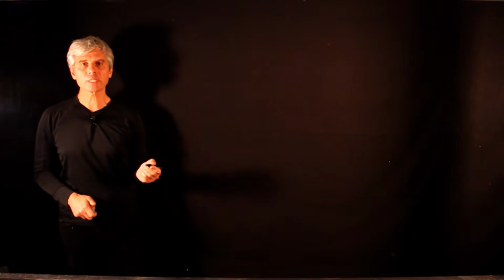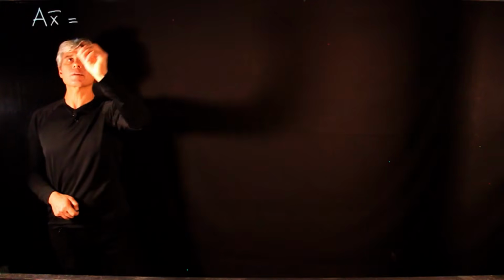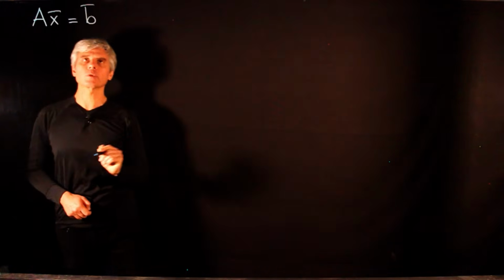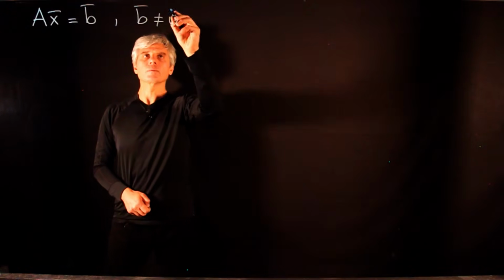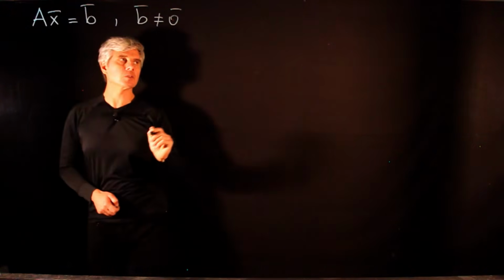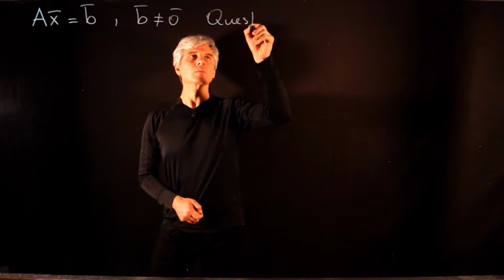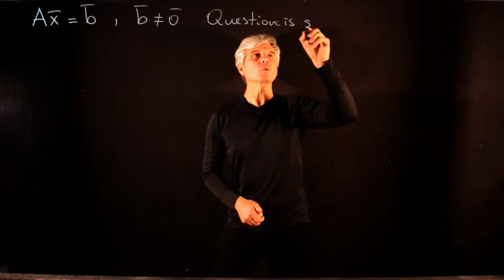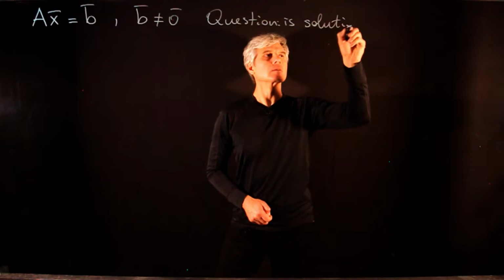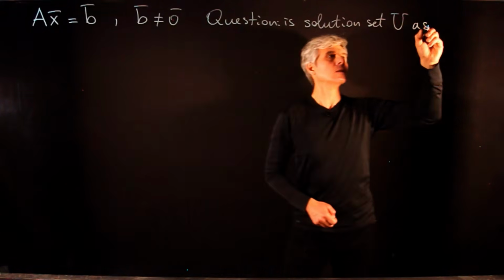Now, what happens for non-homogeneous systems of linear equations? Suppose we have a system of linear equations Ax equals b, where b is not equal to 0. And so here we have a question: is the solution set U a subspace?